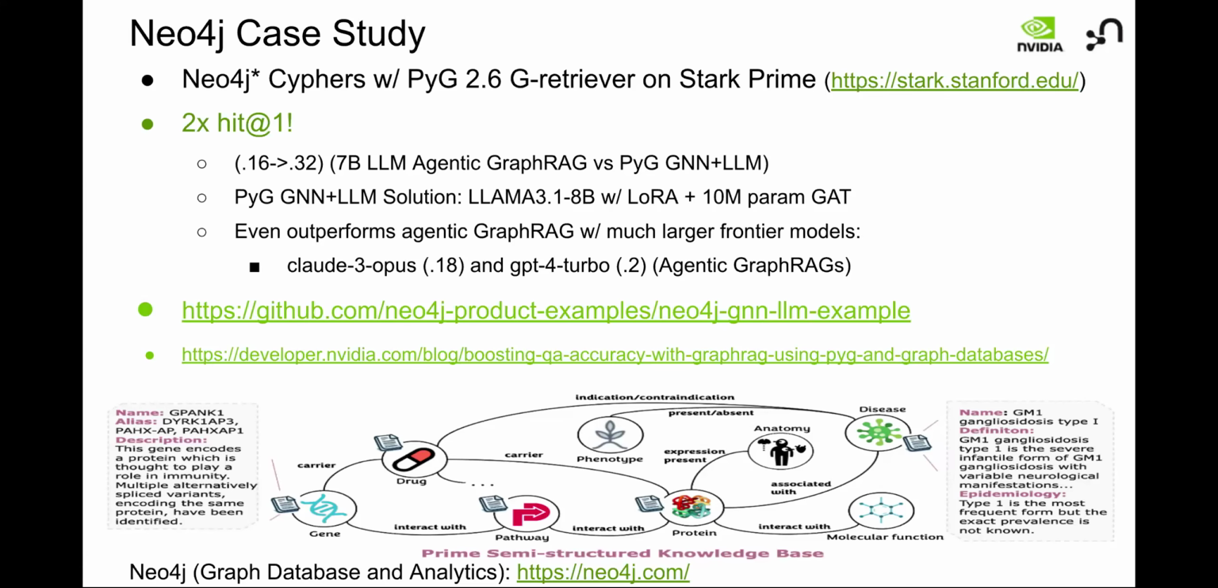So I'll just summarize the last slide, but basically using GNN plus LLM, we were able to double the accuracy of standard LLM-based graph RAG solutions. And yeah, this is pretty impressive. We wrote a blog about it and the work is open sourced on GitHub.